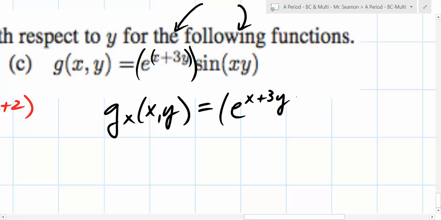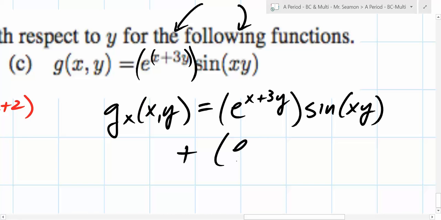Think of 3y as the number 7. What's the first derivative of this? e to the x plus 7. Exactly. That's the key. I wanted you to say the 7 there. Okay, but then what do we have to multiply it by? Sine of xy. But then what do we have to add to this? The first times the derivative of the second, which is going to be what?